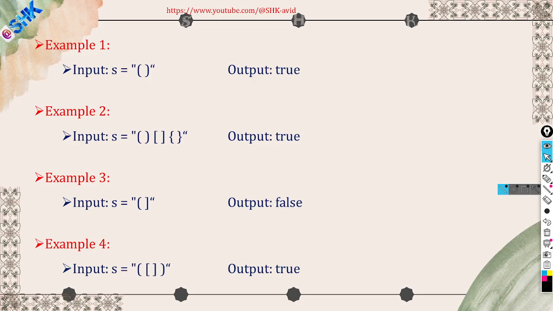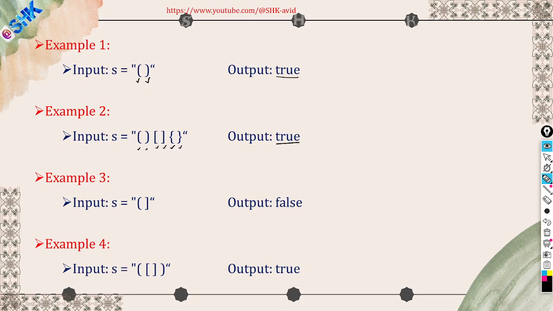Now if you see the examples, in the first example, S is given as an open bracket followed by a closed bracket. As this is a valid pair, we are going to return true. In the second example, S is given open braces followed by the corresponding closing braces, three times. So here the output is true.